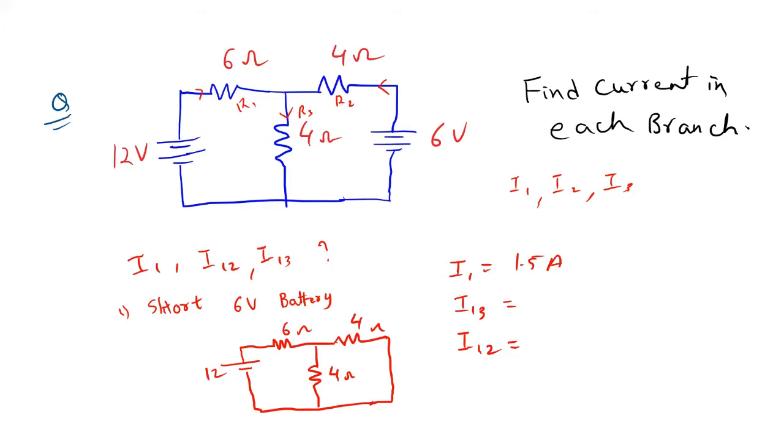Sorry, I cannot hear. What is the value of I12 and I13? Sir, I13 is 0.75. Yes, and I12? You can see both are equal resistors. Yes, sir, the current will basically split equally. So 1.5 by 2 is basically 0.75 amperes.